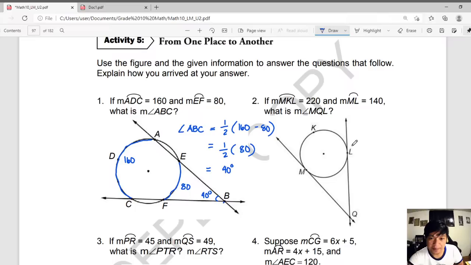Okay, for number 2, as you can see, dalawang tangent line na nag-intersect sa exterior ng circle. So, parang the same, remember nyo, the same lang din yung gagamitin natin. Parang ganito lang din siya. So, hanapin natin ang measure ng angle MQL ito. So, we have the measure of MKL, which is 220. Ito siya na arc. And the measure of ML is 140.